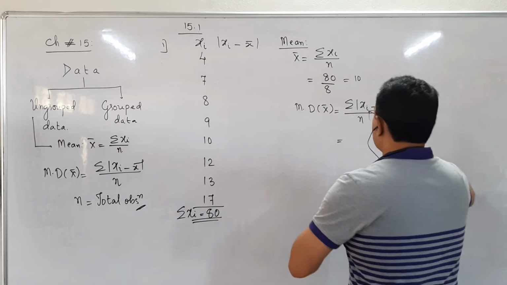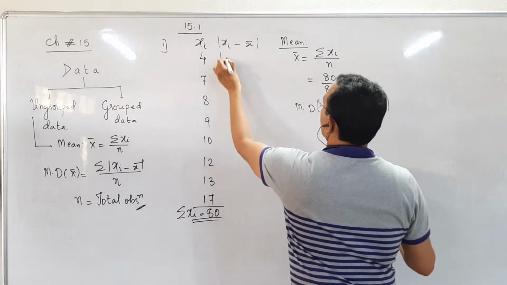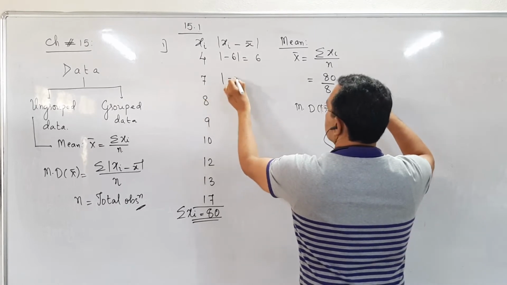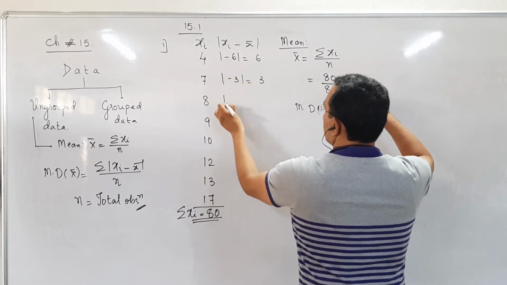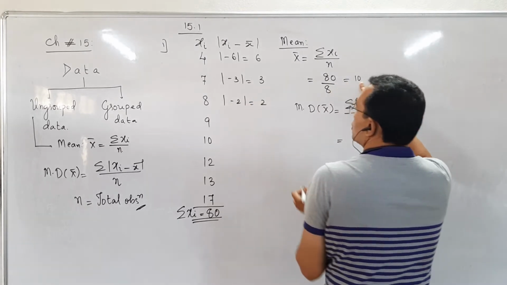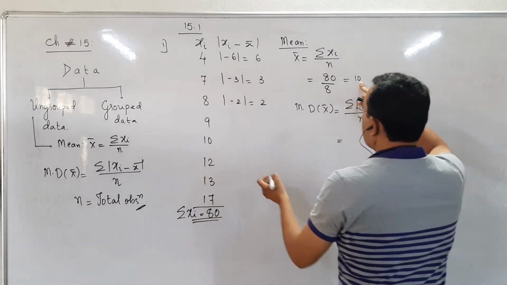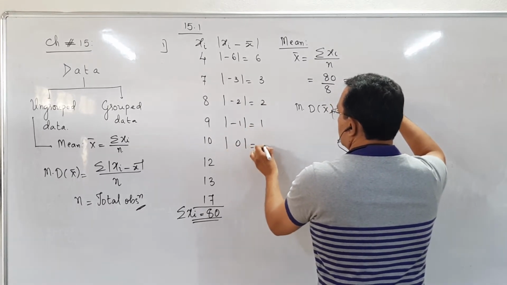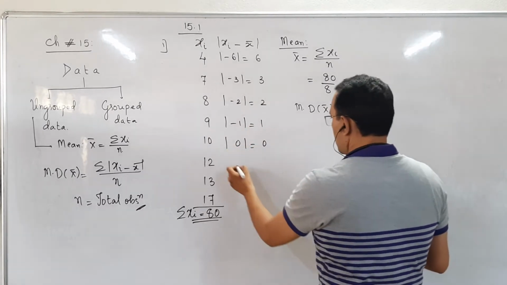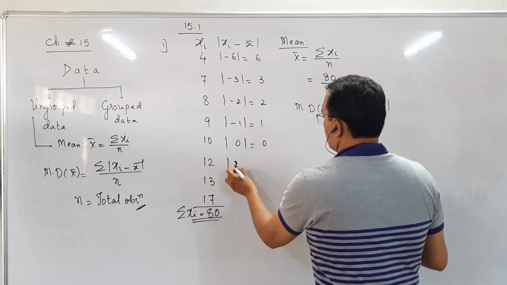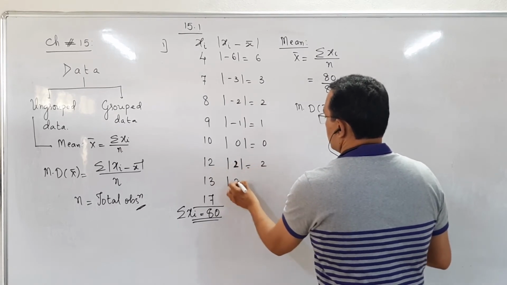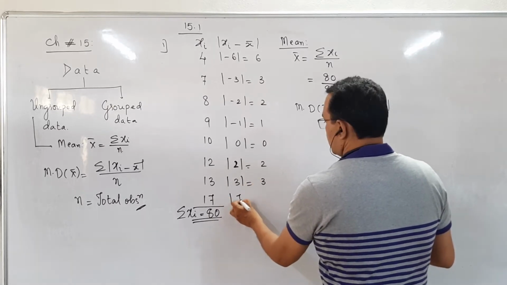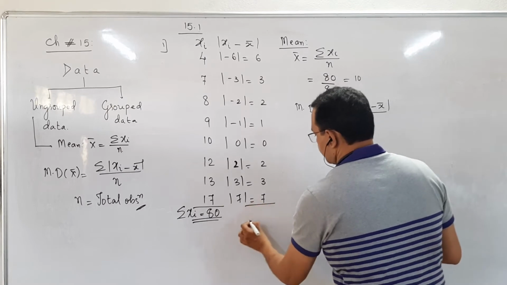4 minus 10 is minus 6, and modulus of minus 6 is 6. 7 minus 10 is minus 3, its mod is 3. 8 minus 10 is minus 2, its mod is 2. 9 minus 10 is minus 1, mod is 1. 10 minus 10 is 0, mod of 0 is 0. 12 minus 10 is 2, mod of 2 is 2. 13 minus 10 is 3, modulus 3. And 17 minus 10 is 7, this is 7.